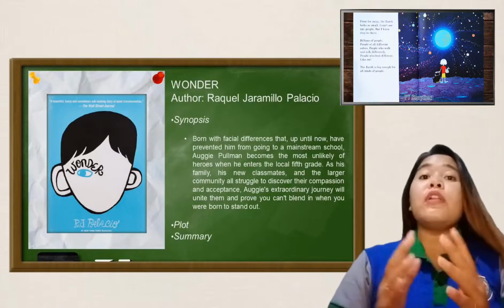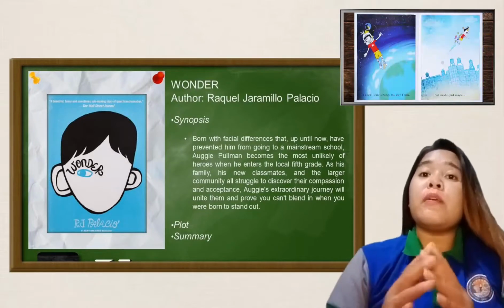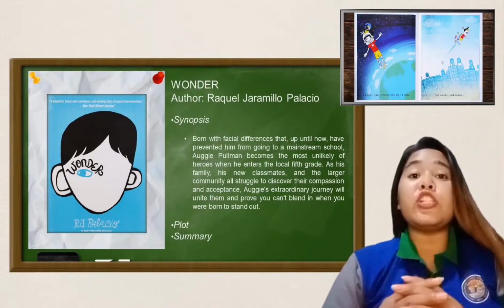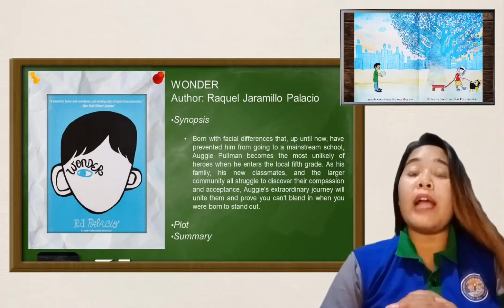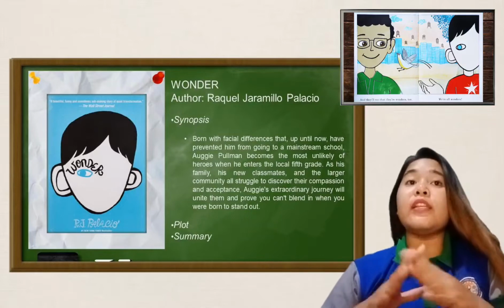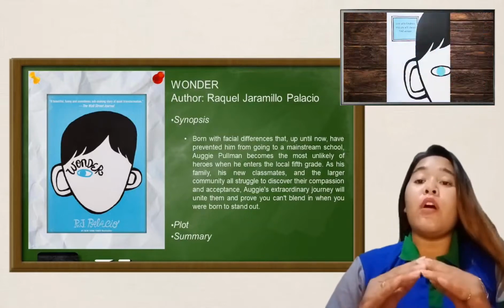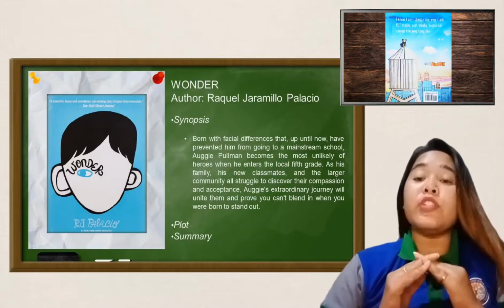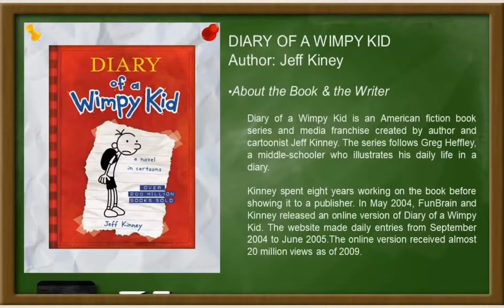And the moral lesson of the story is that people should not let their initial judgment affect their attitude towards a person. That is all about the story of Wonder by R.J. Palacio. Next story we have is The Diary of a Wimpy Kid by author Jeff Kinney.